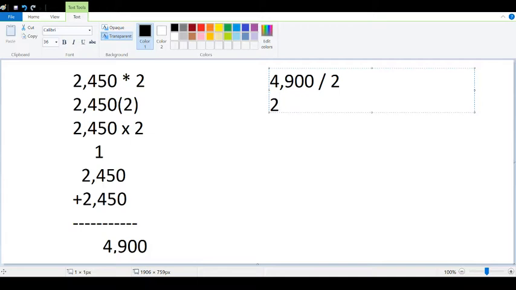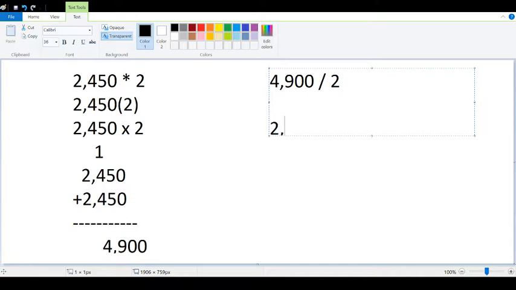So you would say 2. I have no easy way of denoting division. So we're going to say 4,900 divided by 2. You would start by saying 2 goes into 4 2 times with nothing left over.